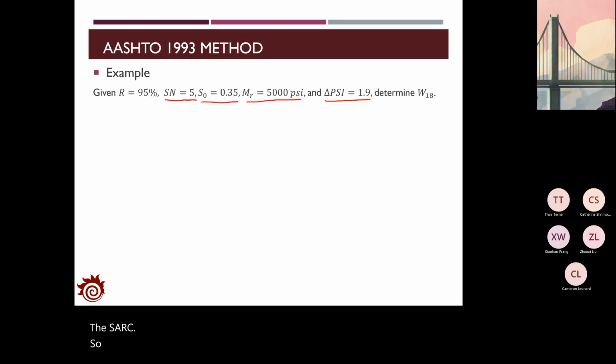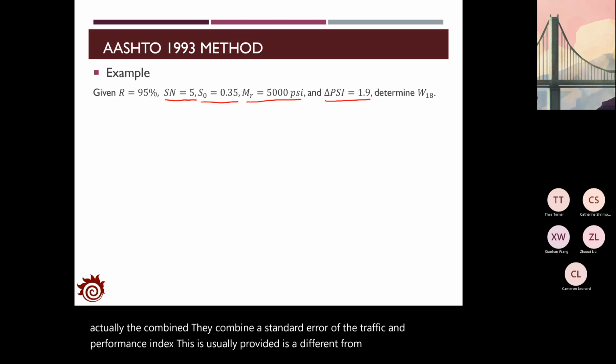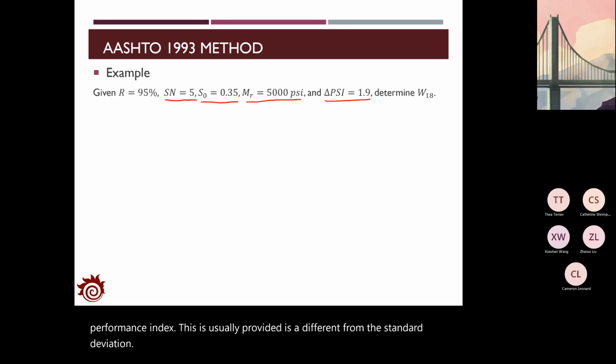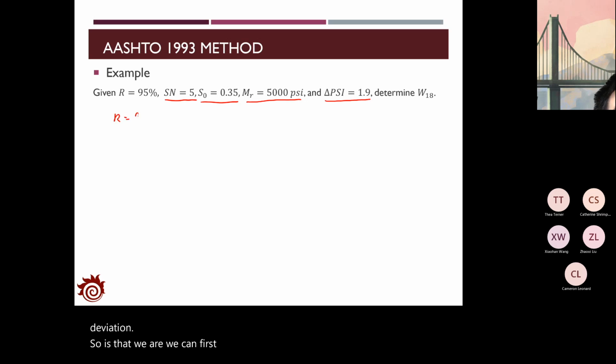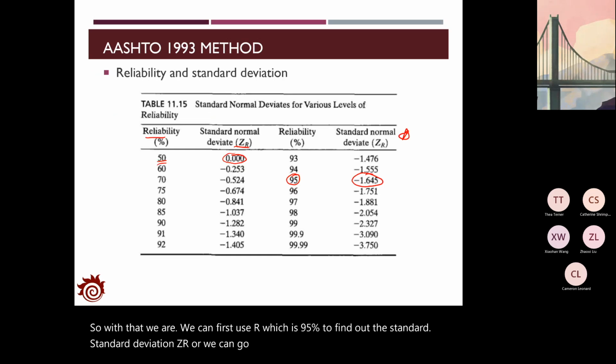So in this, by the way, I think I gave you the wrong definition of S0. S0 is actually the combined standard error of the traffic and performance index. This is usually provided. It's different from the standard deviation. So with that, we can first use R, which is 95%, to find out the standard deviation, ZR. We can go back to recall the table here. For 95%, ZR is minus 1.645.